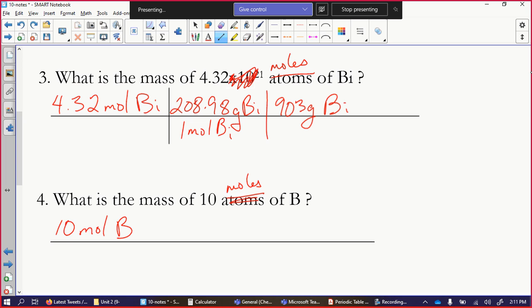10 moles of boron. And this is one, if I technically want to make that 2 significant figures, I put a decimal there. This one I kept 3 because I've got 1, 2, 3. 10 moles of boron.